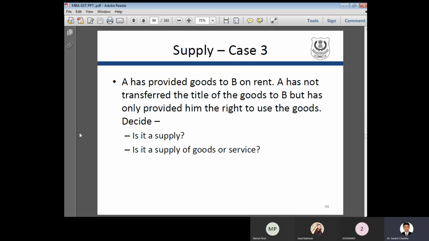A has provided goods to B on rent. A has not transferred the title of the goods to B, but has only provided him the right to use the goods. Decide, is it a supply? Read the question again.